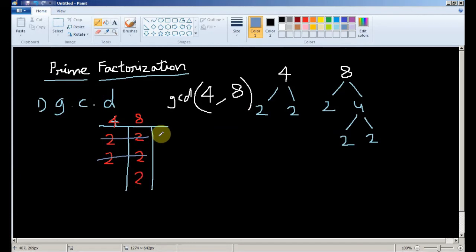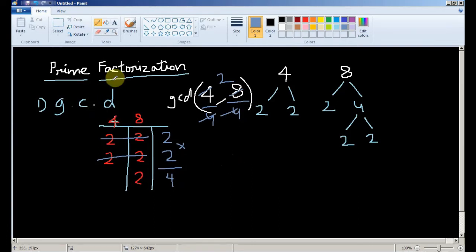So what are the common prime numbers? 2 and then 2. Leave this one alone because it doesn't have any matching number. You got 2 and 2, and 2 and 2, 2 into 2 is 4. So this is your greatest common factor. Let's verify our result. 4 divided by 4, and 8 goes by 4 twice. So it's the greatest common factor.